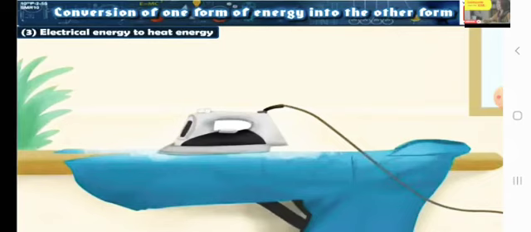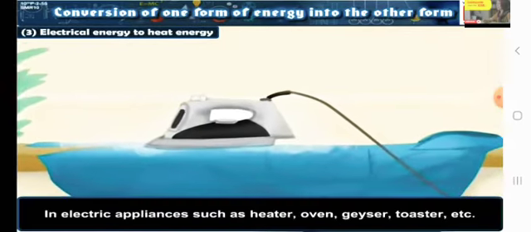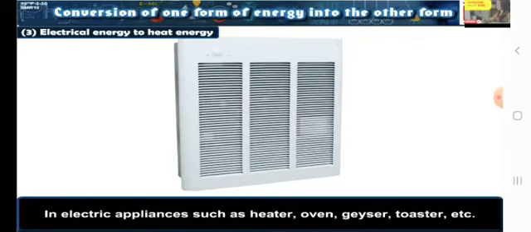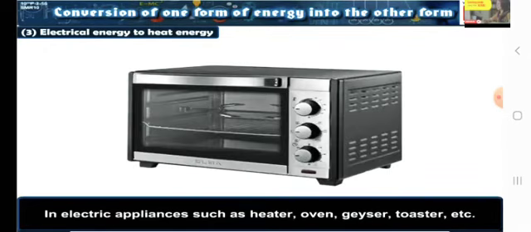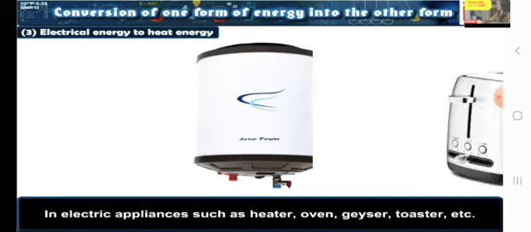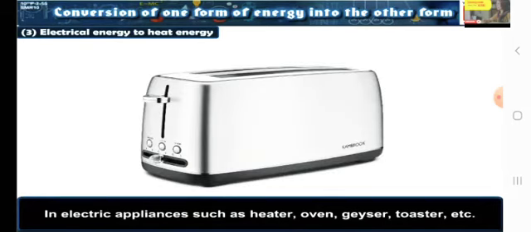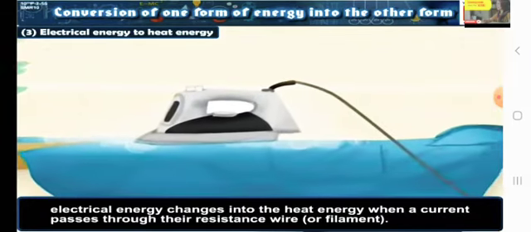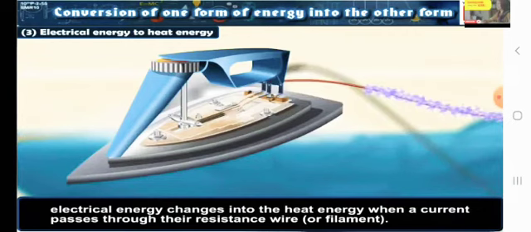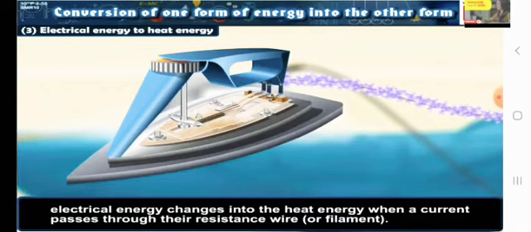3. Electrical energy to heat energy. In electric appliances such as heater, oven, geyser, toaster, etc., electrical energy changes into the heat energy when a current passes through their resistance wire or filament.